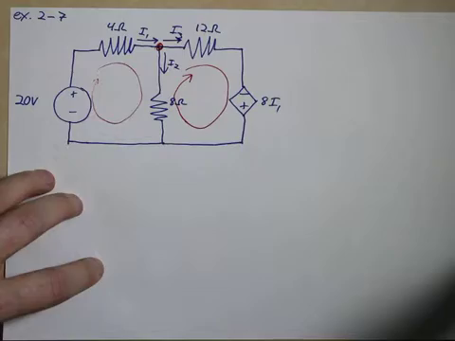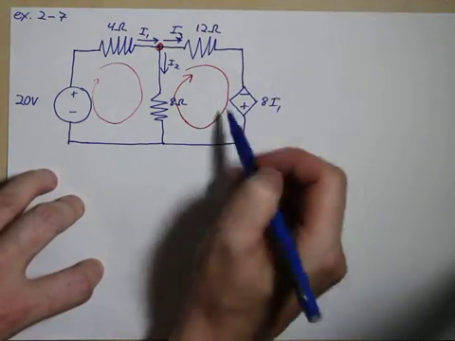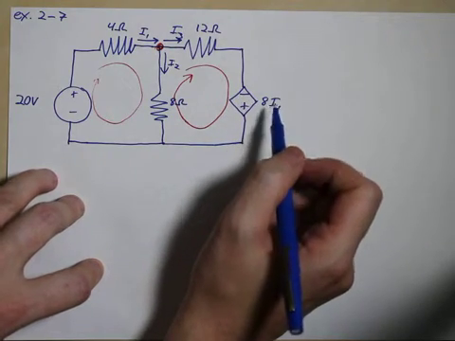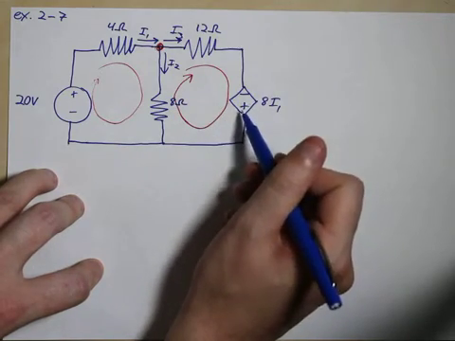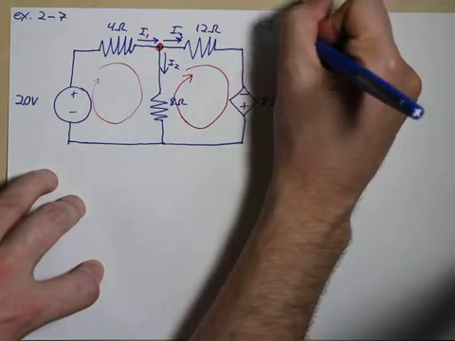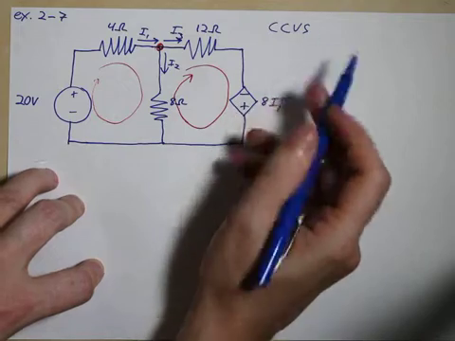Is there anything else special about this? Oh yeah, the dependent source. As we've seen before, a positive and a negative means this is what type of dependent source? This is a voltage source. And what's controlling it? Current. So this is a current controlled voltage source, CCVS.